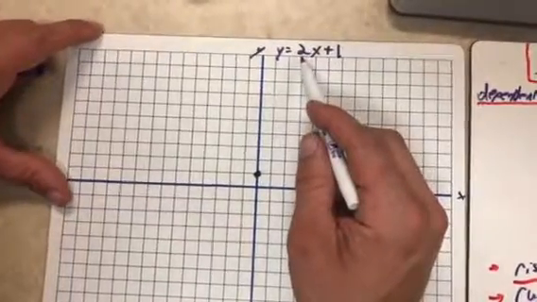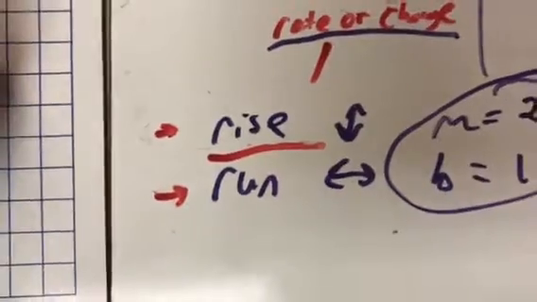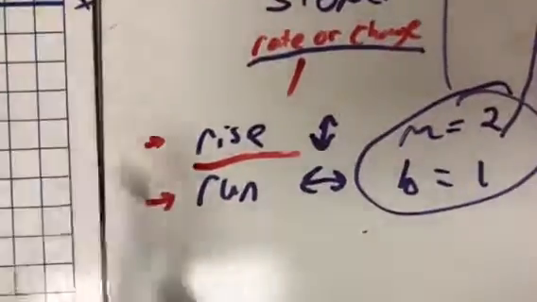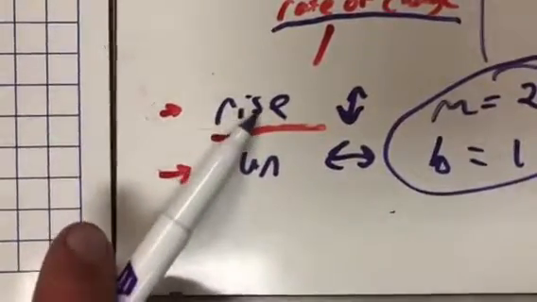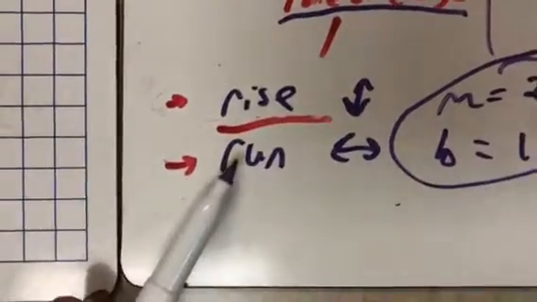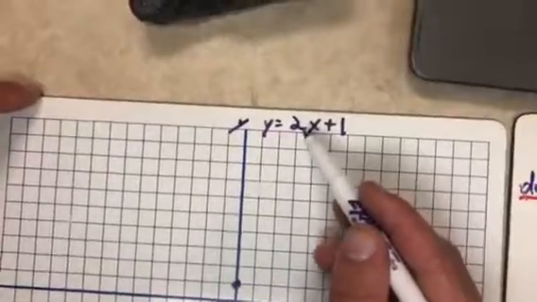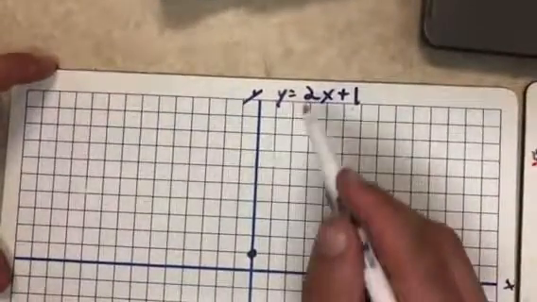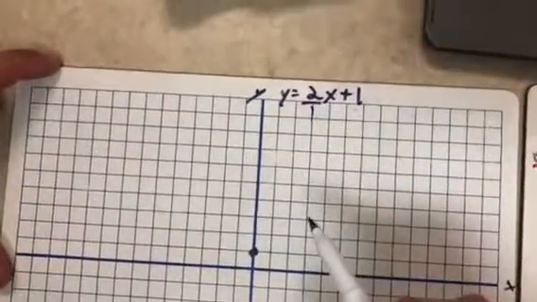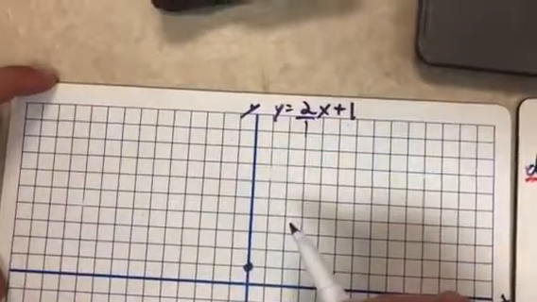Now my rate of change, or my slope, is 2. What did I tell you before? We like slopes as fractions, because the slope as a fraction can tell us rise over run. So if I see 2, I want to make that a fraction. I simply put it over 1.